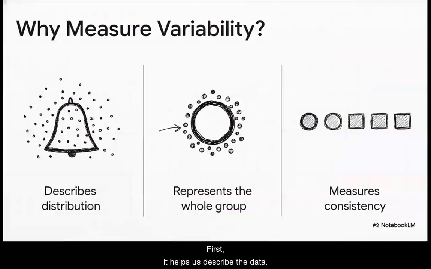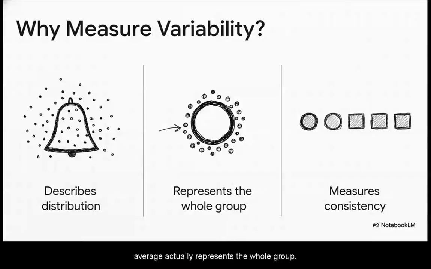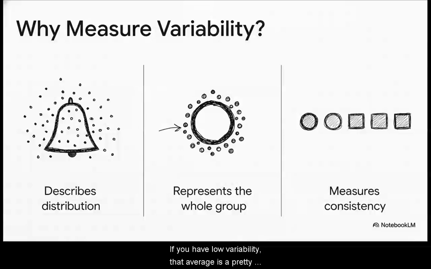First, it helps us describe the data. Is it tight and consistent, or is it wide and diverse? And second, it tells us how well that average actually represents the whole group. If you have low variability, that average is a pretty trustworthy guide. But with high variability, that same average can be super misleading. It's really all about measuring consistency and predictability.